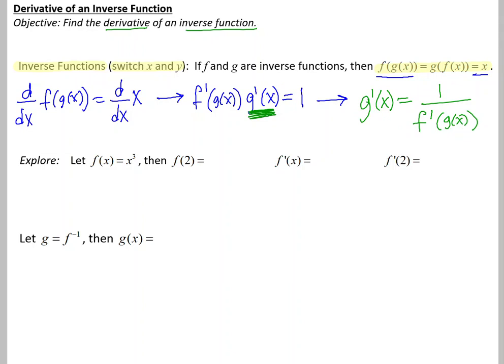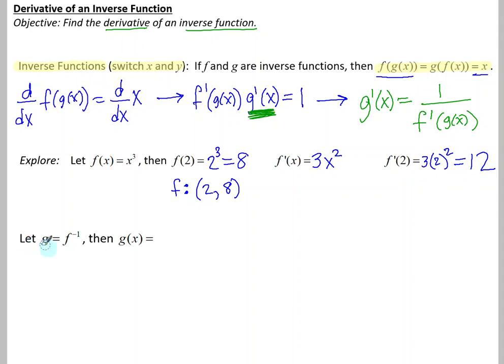To be a little bit more clear, let's explore an actual function and its derivative and its inverse. Let f of x equal x cubed. Then f of 2 equals 2 cubed, which is 8. So it is true that on the graph of f, there is the point (2, 8). The derivative, f prime of x, if f is x cubed, will be 3x squared, and the derivative of f at 2 will be 3 times 2 squared, or 3 times 4, which is 12.